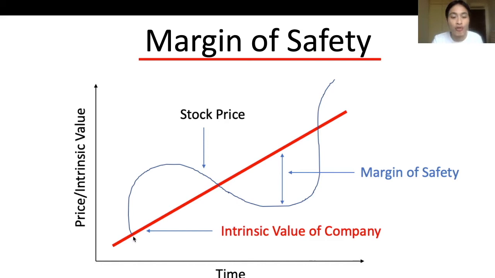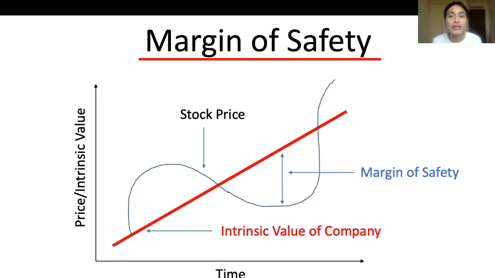In this picture, the red line is the intrinsic value of a company, and this curvy line is the stock price. The intrinsic value of a company is relatively stable over time. The red line represents the intrinsic value of a company, and you can see that the intrinsic value of a company rises steadily over time. But not all companies' intrinsic value will rise over time. Only those fundamentally strong companies will see their intrinsic value rise steadily over time. On the other hand, fundamentally weak companies will see their intrinsic value fall over time.